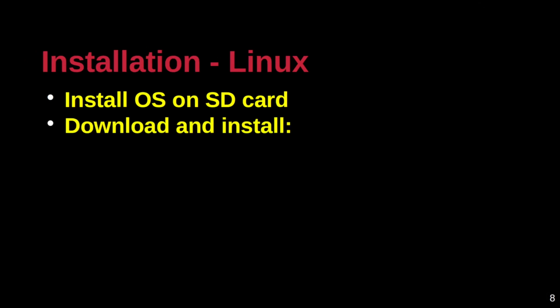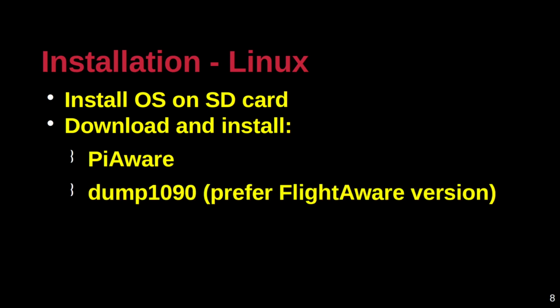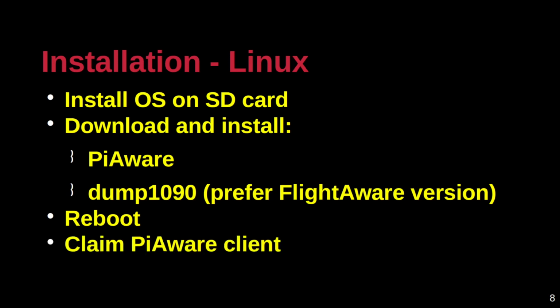The key steps are: install the operating system on an SD card, download and install two key pieces of software: PiAware, which sends data to FlightAware, and dump1090, which interprets the signals. Of course, these roles are an oversimplification of the tasks performed by the respective software. The PiAware website has a very good block diagram of information flow between the software packages.